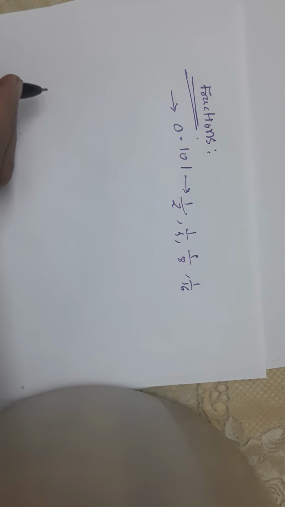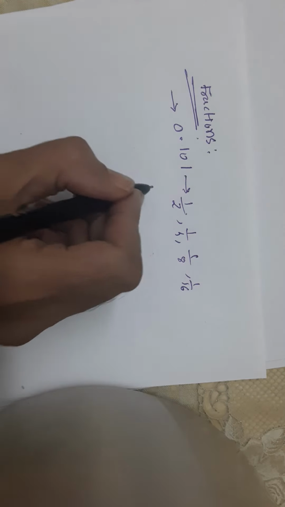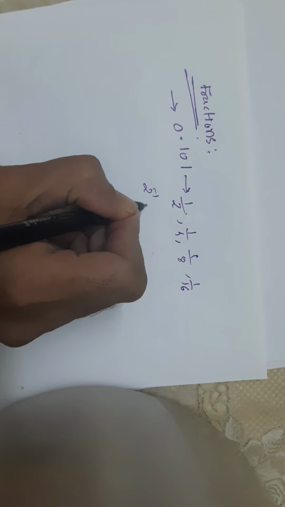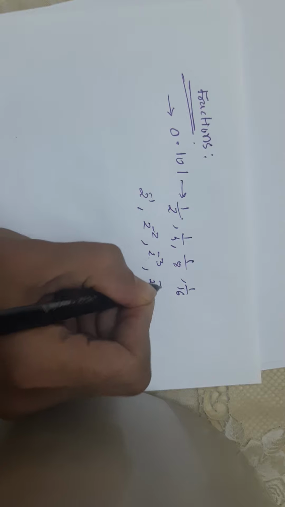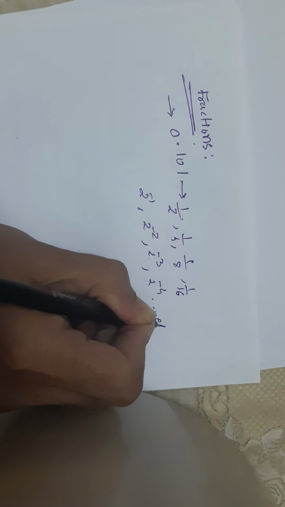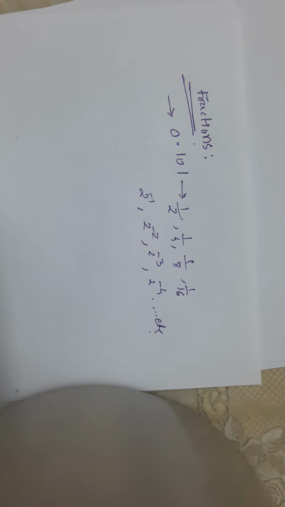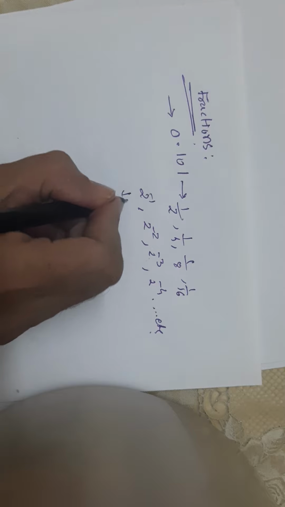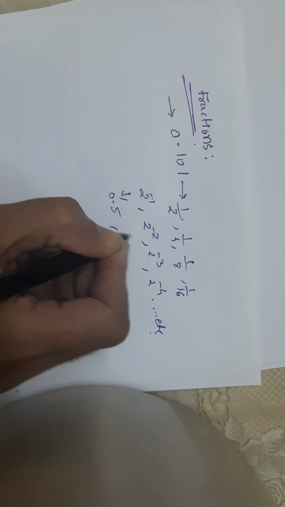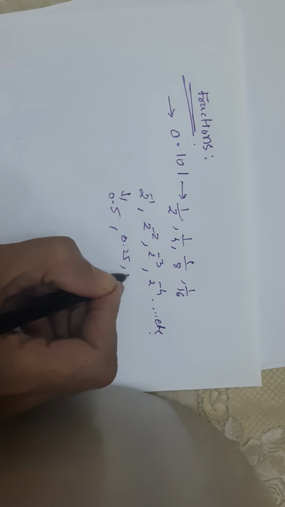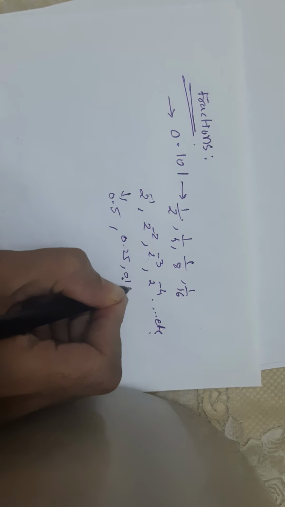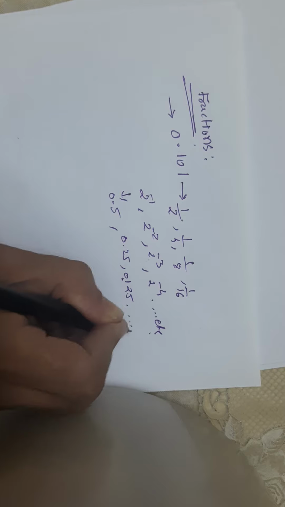In power of 2, the weightage are 2 raised to minus 1, 2 raised to minus 2, 2 raised to minus 3, 2 raised to minus 4, etc. In decimal, 0.5, 0.25, 0.125, like this.